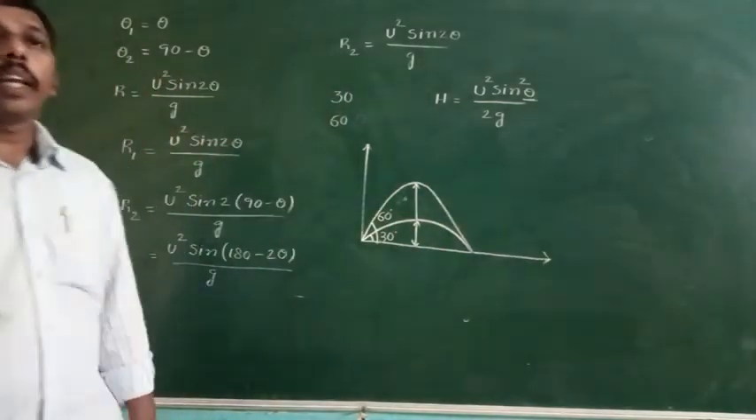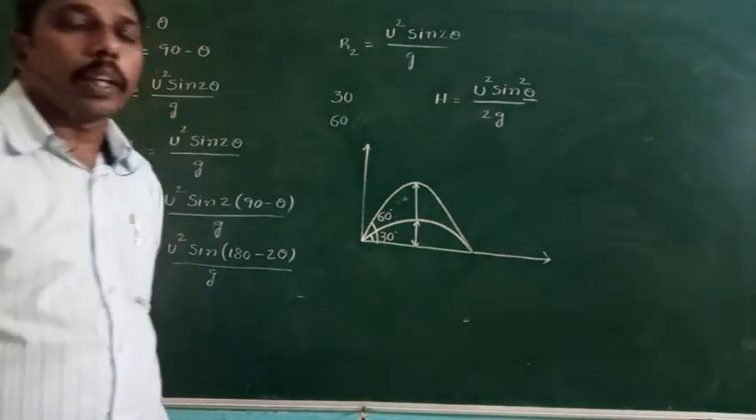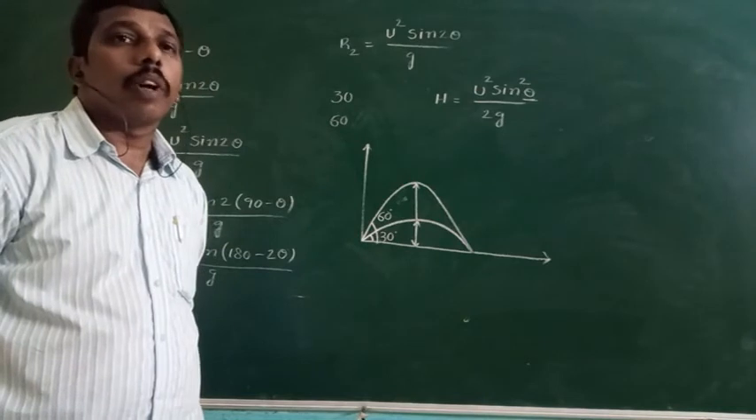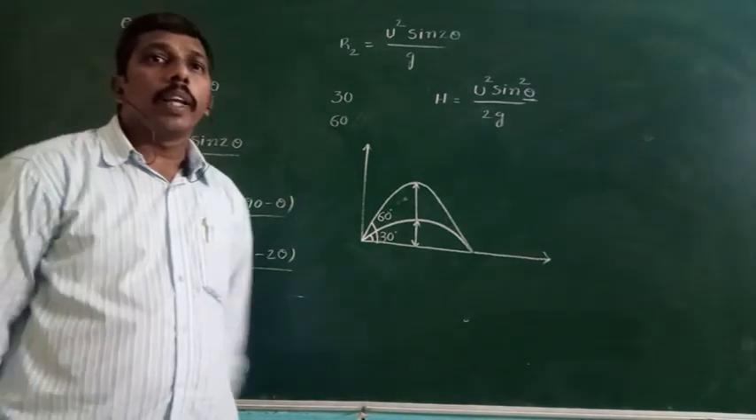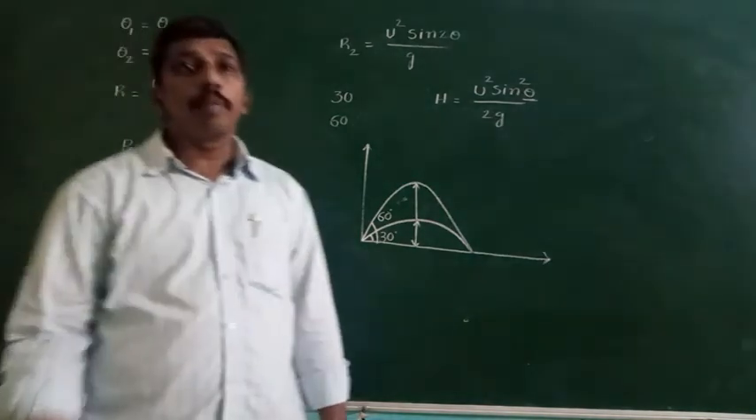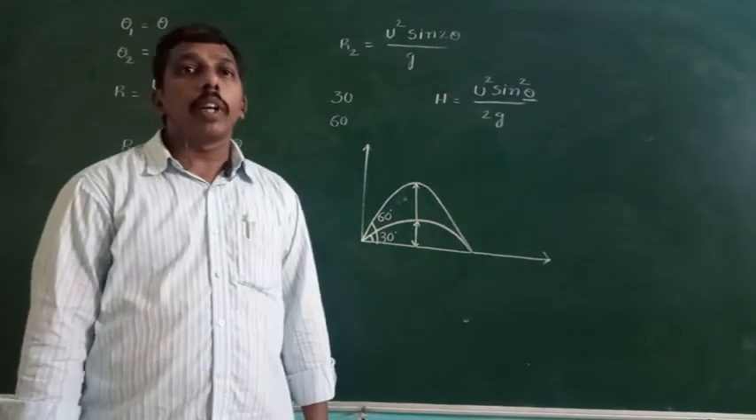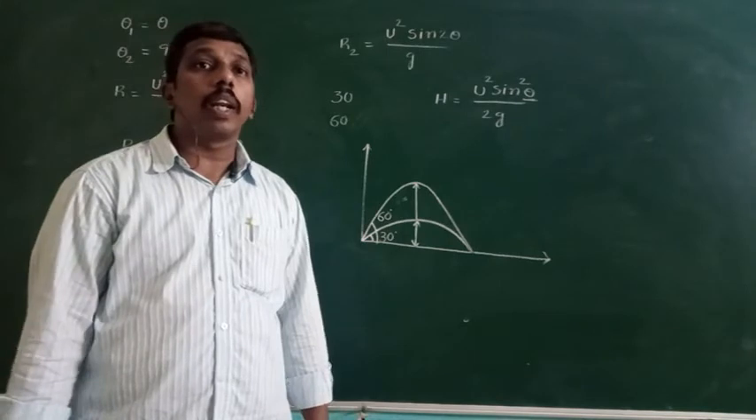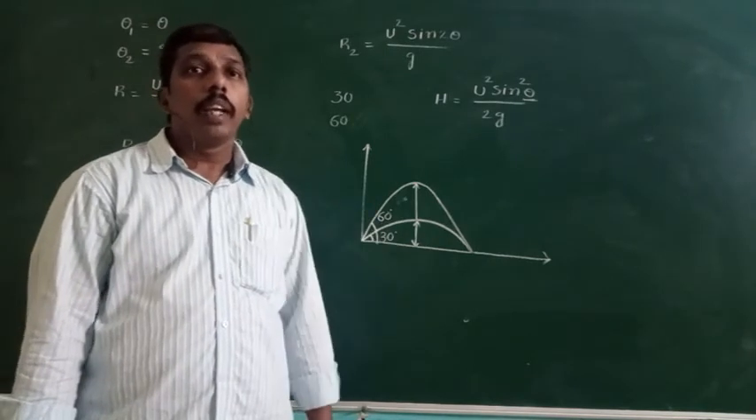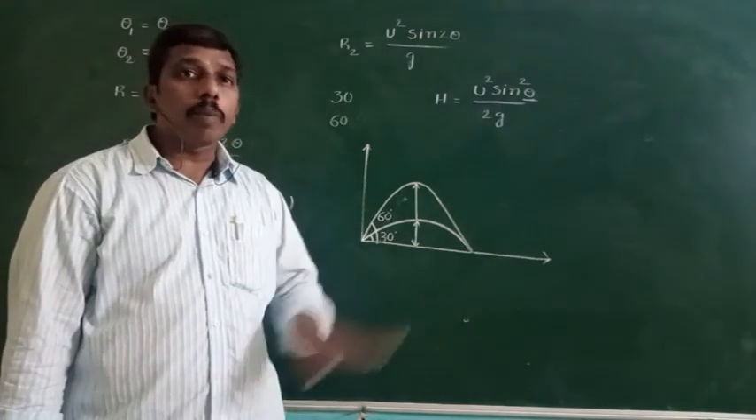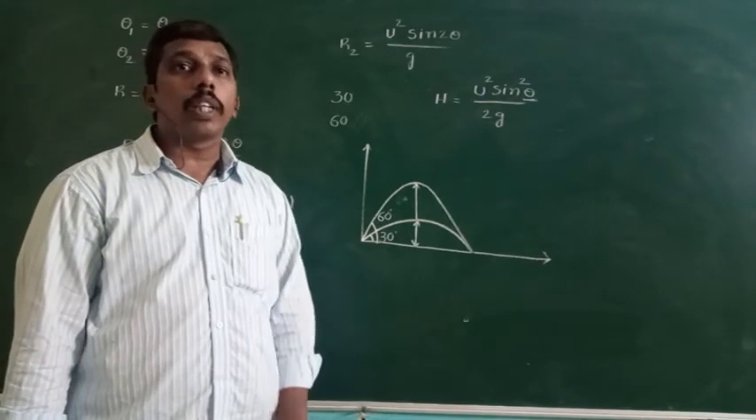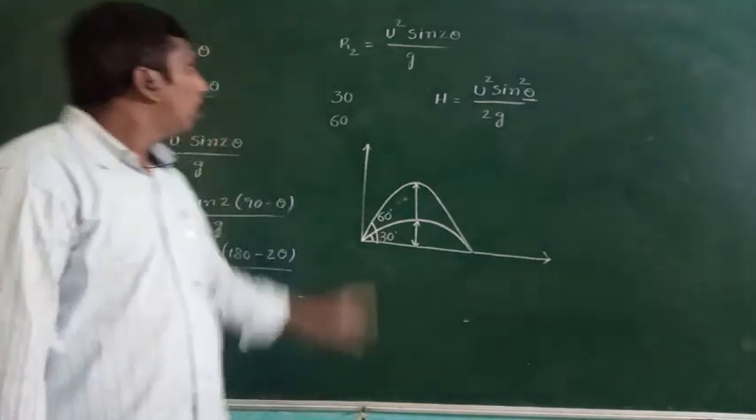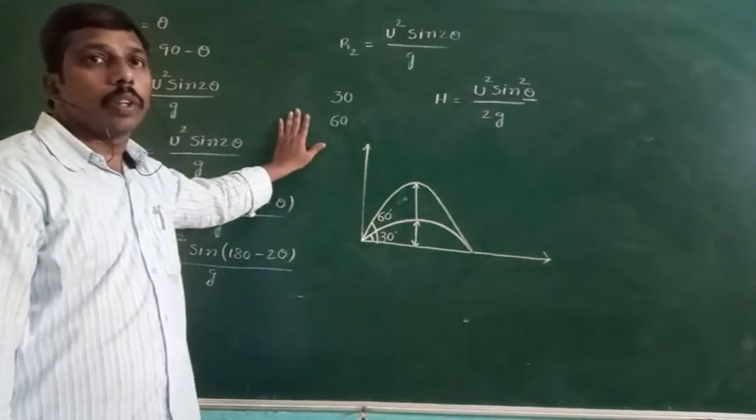The range is the same for complementary angles. Range is maximum when theta is equal to 45 degrees. So in a javelin throw, they must project it at 45 degrees, then they can throw the longest distance. Similarly, if a man jumps at 45 degrees with the horizontal, he can reach the maximum distance. We can derive these relations. Next.